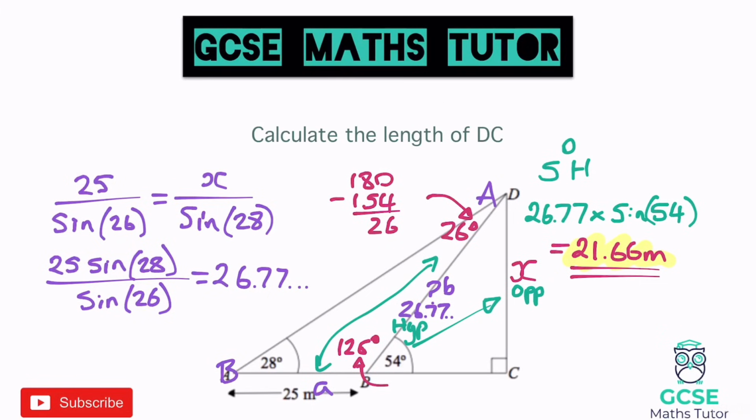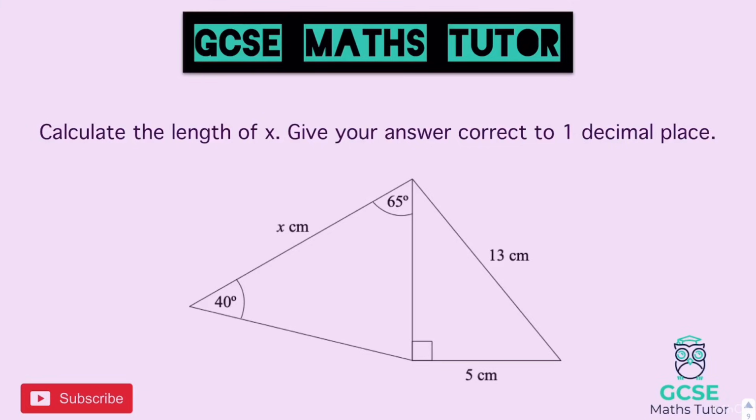Now I've got one last question for you to have a go at, which is a similar sort of style to this question, probably a little bit easier, but where you're going to have to use the sine rule and potentially something else, and thinking about how you're going to approach that. So here it is. This question says calculate the length of x and give your answer correct to 1 decimal place. So have a go at this question, pause the video there, and we'll go over the answer in a sec.